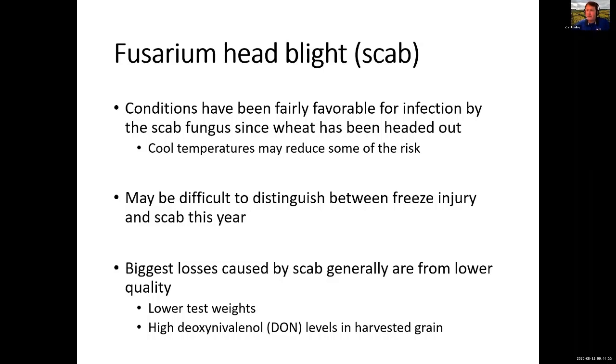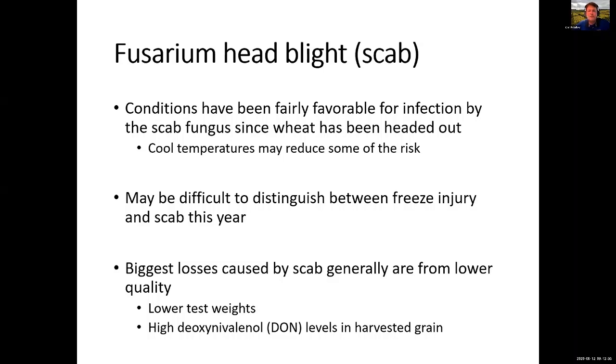Conditions have been fairly favorable for infection by the scab fungus since wheat has been headed out. And of course, wheat only starts to become susceptible when it begins to flower. When you start to see those anthers coming out of the head, that's when the head becomes susceptible to infection by the scab fungus. And it continues to be susceptible to infection through soft dough or so. So even though we're past flowering right now, we're still at a susceptible stage for infection. Now, the earlier the infection occurs, the more likely you're going to have bigger problems with test weight and higher DON levels.